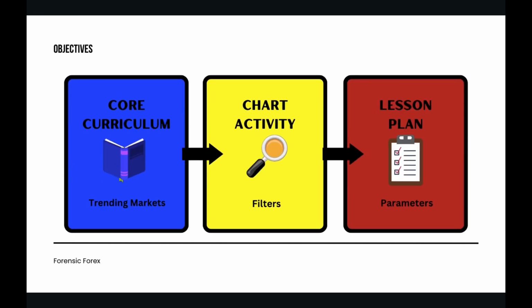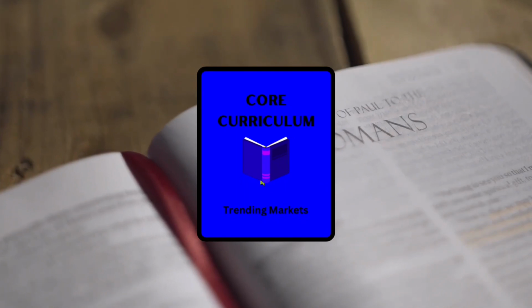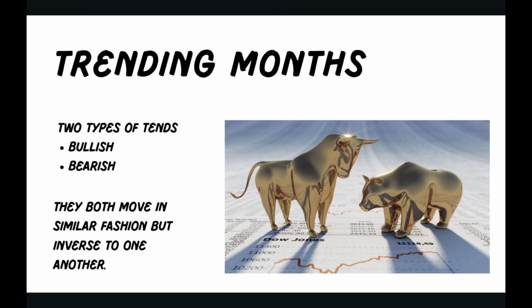Let's jump right into our core curriculum. There are 2 types of trending months. You will either face a bullish month or you will face a bearish month. They are both similar in fashion, but inverse to one another. So you see on the right, we have a classic depiction of what a bear is and a classic depiction of what a bull is.